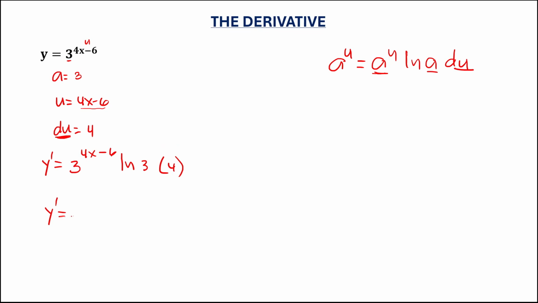Then this is equal to 3 to the power 4x minus 6, then ln 3. Using the power property of logarithm, we can put this 4 as the exponent of 3, so y prime equals 3 to the power 4x minus 6, then ln of 3 to the power 4, which is 81.